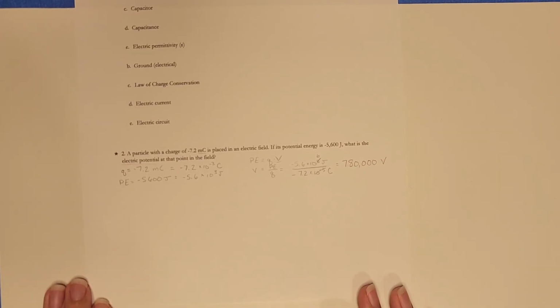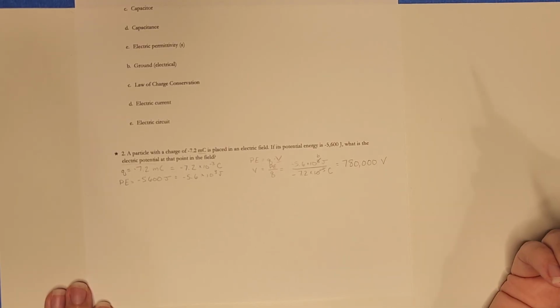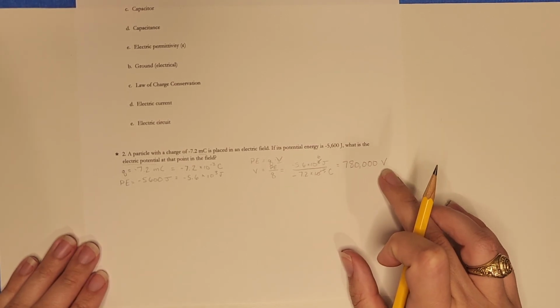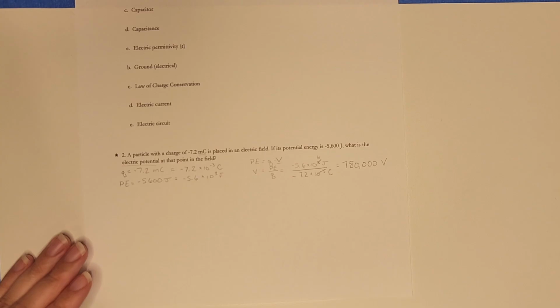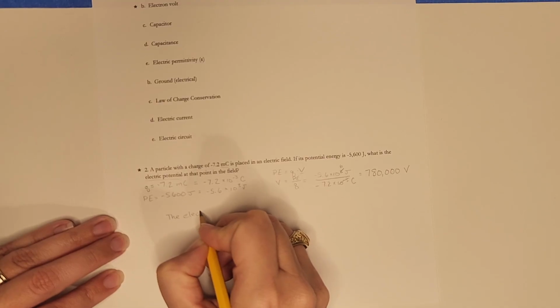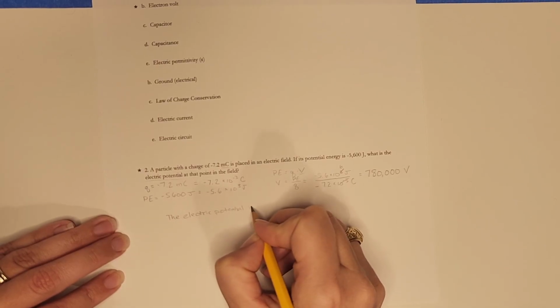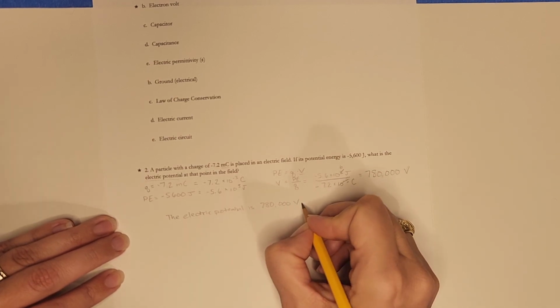Now, in the book, Dr. Wile doesn't use this abbreviation for volts, V, but that is the SI abbreviation for volts. So, in my opinion, you are welcome to use that, even though in the book he spells it out every single time. But V is the common abbreviation, and it is the standard abbreviation for volts. So, our final answer here is that the electric potential is 780,000 volts.